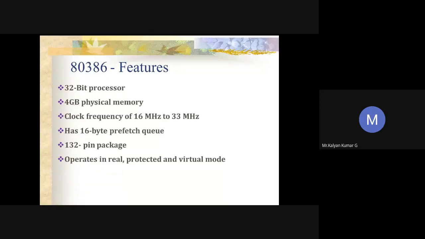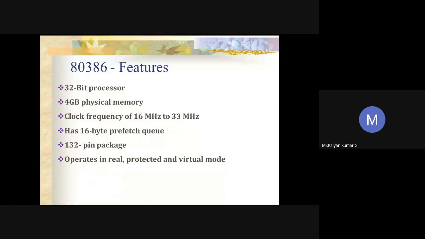Your internal and external data bus will be 32 bits, and even your address bus will be 32 bits. So you can calculate your physical memory. Since you have 32 address lines, the physical memory will be 2 power 32, which is around 4 GB. We started with 1 MB of physical memory in the 8086, and now we are at 4 GB of physical memory in the 80386 processor.